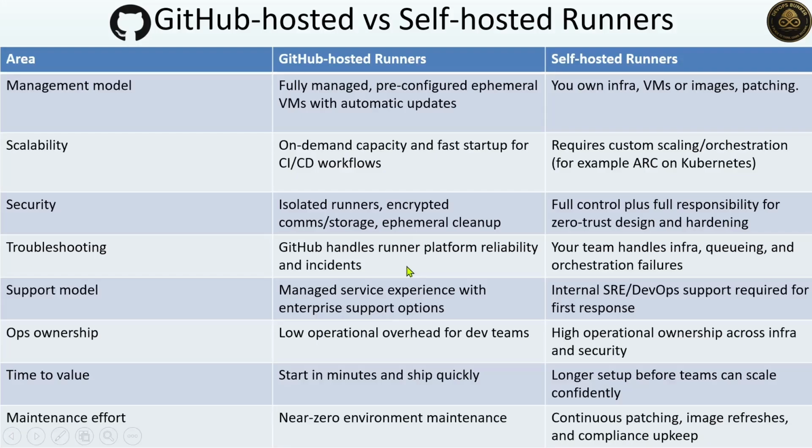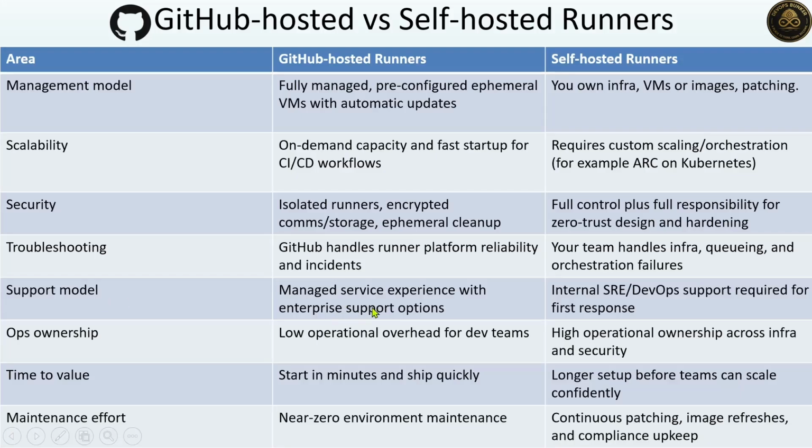Troubleshooting. GitHub handles runner platform reliability and incidents. For example, if there are any issues with the GitHub-hosted runners, GitHub will take care of that incident. We just have to inform them that something is wrong with the GitHub runner, and they will check and fix it. In the self-hosted runner section, your team handles infra, queuing, and orchestration failures. So we have to handle any kind of issues with the virtual machine or the server.